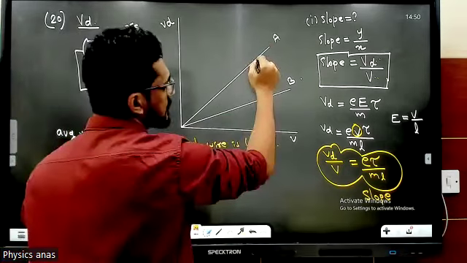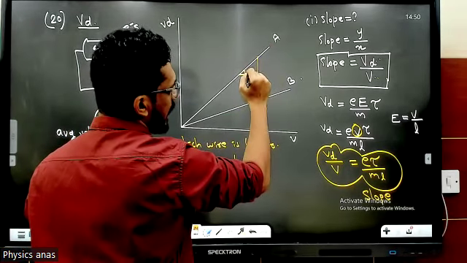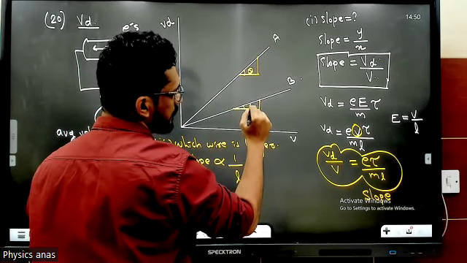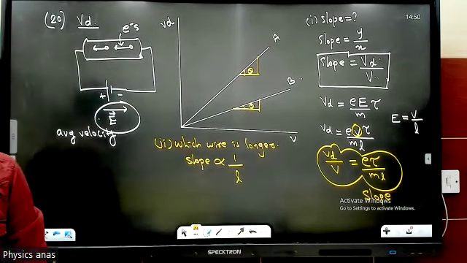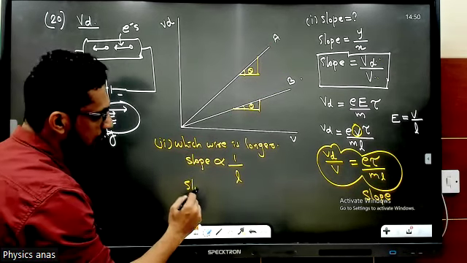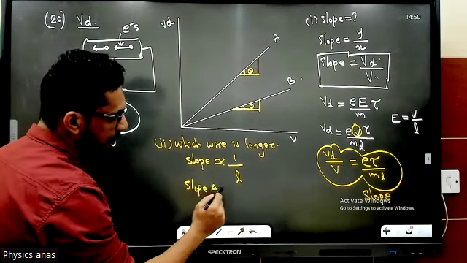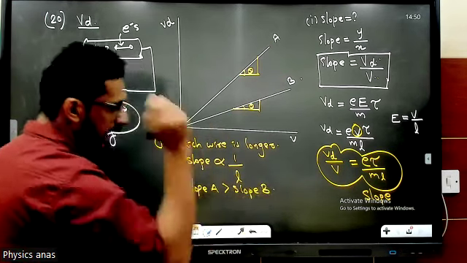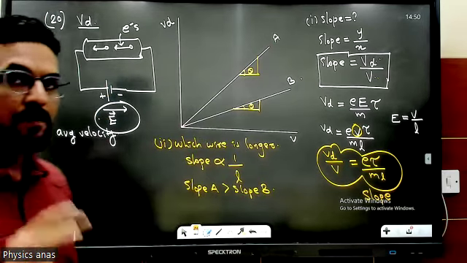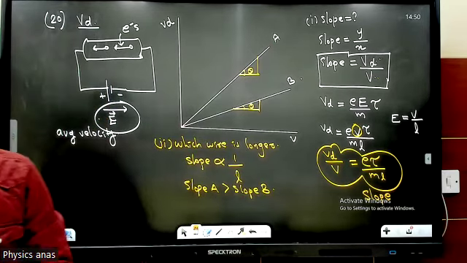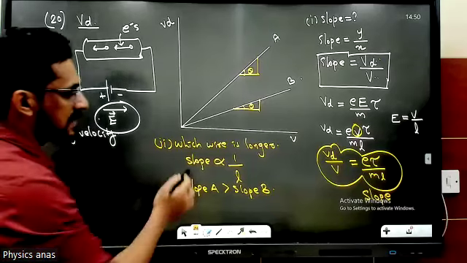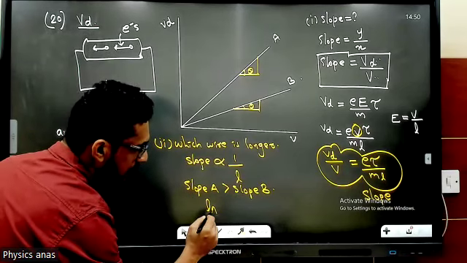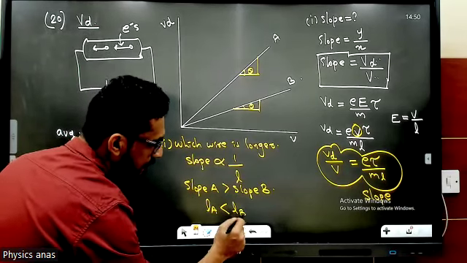The slope of A is greater. Okay? Slope of A is greater than slope of B. You got it? And slope is inversely proportional to length. So, length of A will be less than length of B.